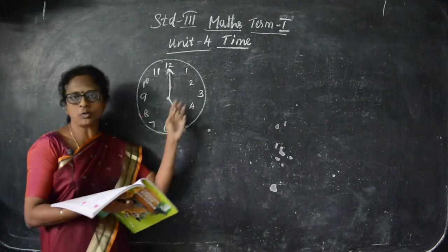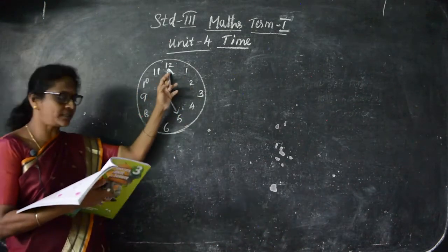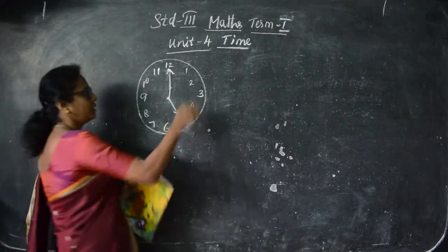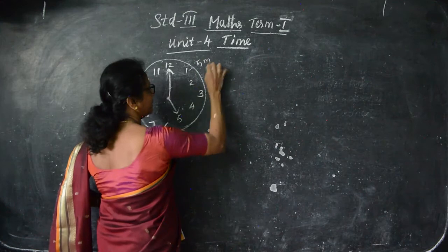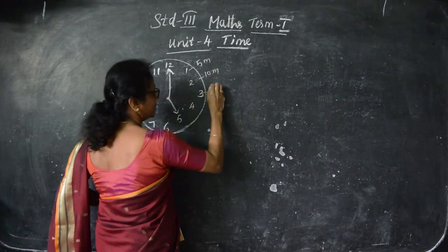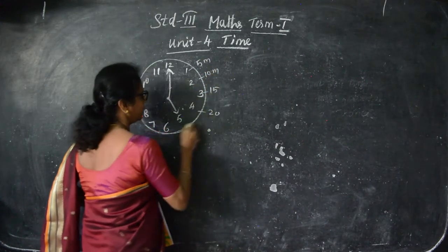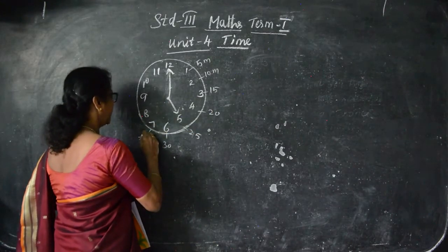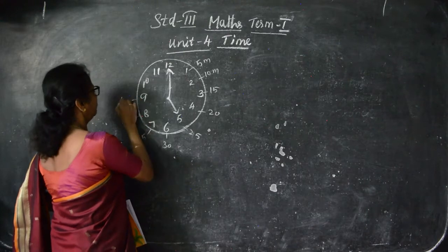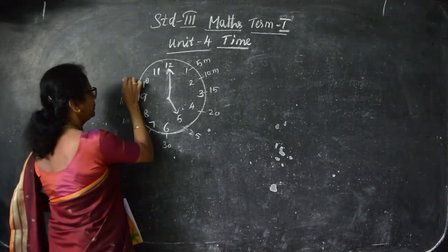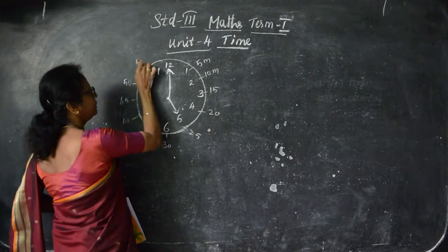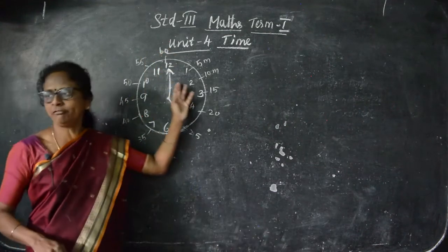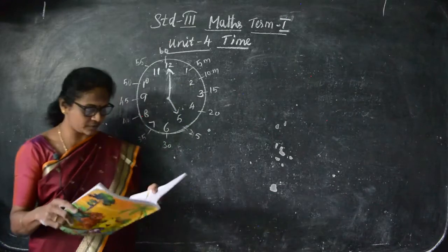So 1 o'clock, 2 o'clock, 3 o'clock. At 12 it is 60 minutes. At 1 it is 5 minutes. At 2 it is 10 minutes. This is the 5 minutes, 10 minutes, then 15, 20, 25, 30, count in fives, 40, 45, 50, 55 and this is 60. When it comes here, you have to see 5 o'clock, 4 o'clock like that.